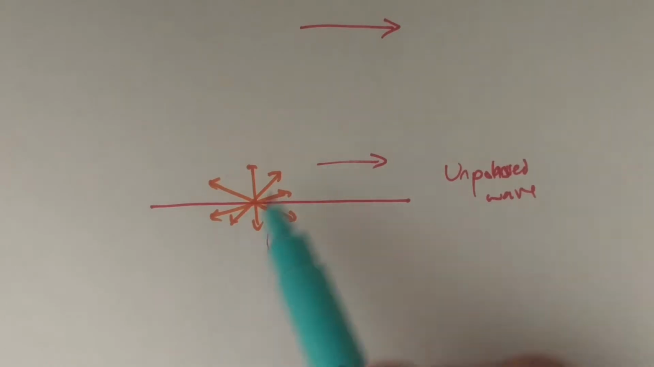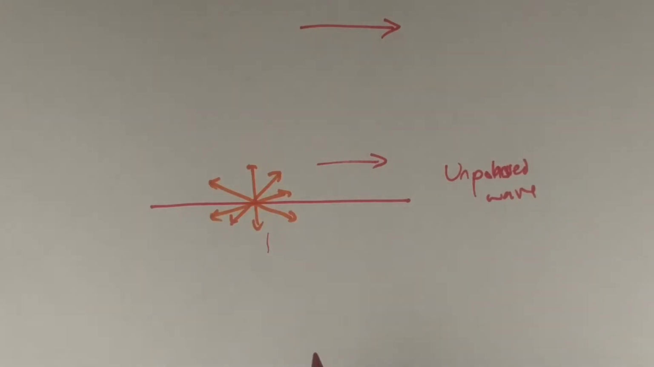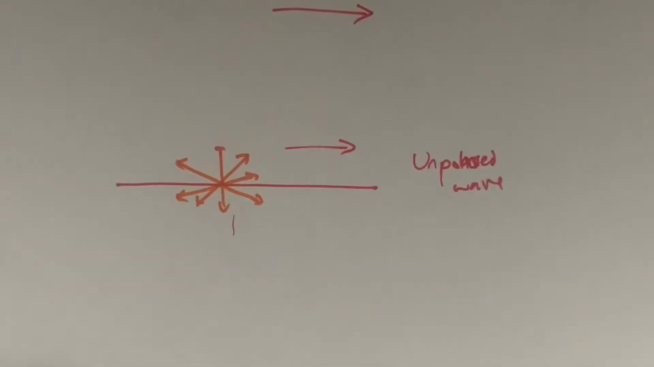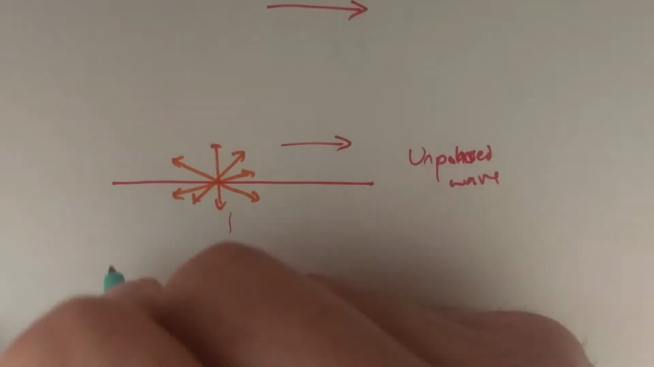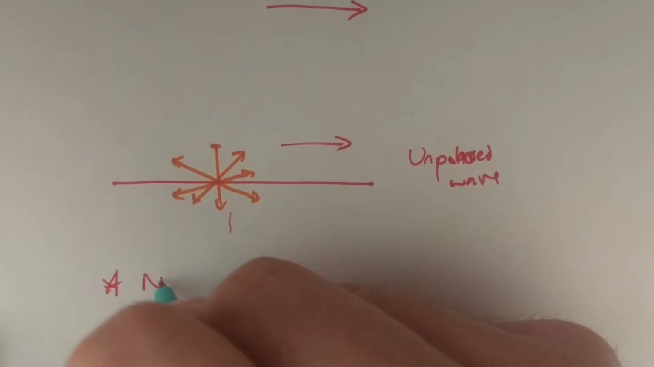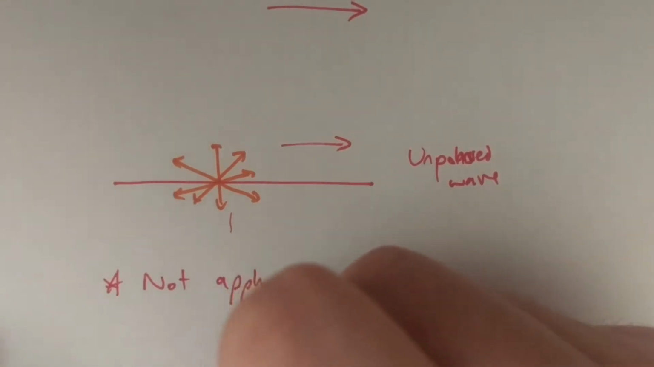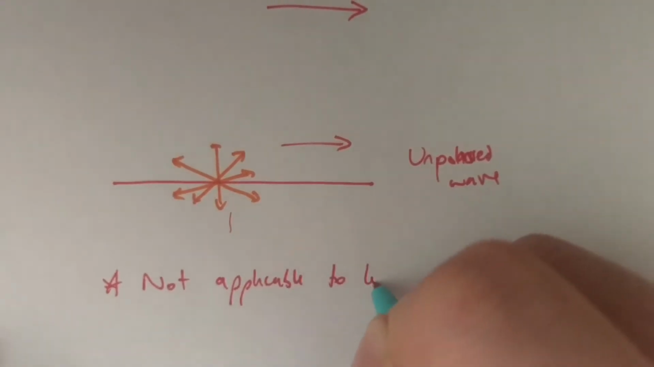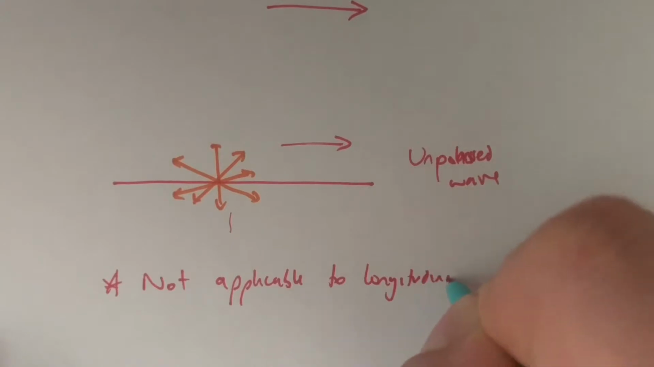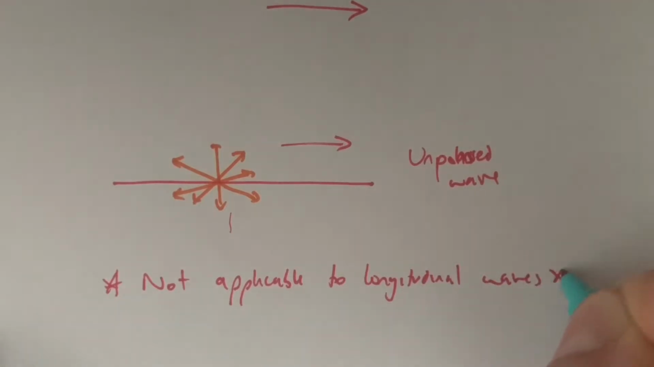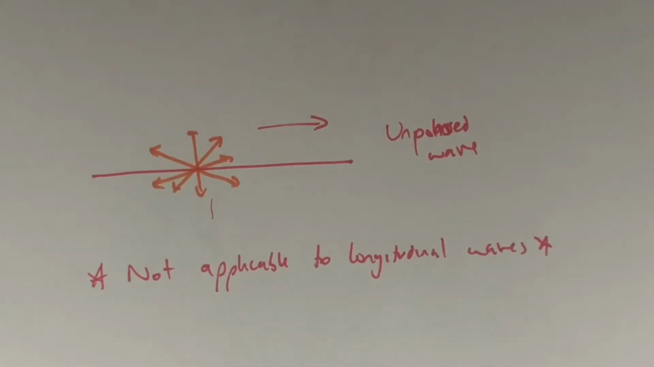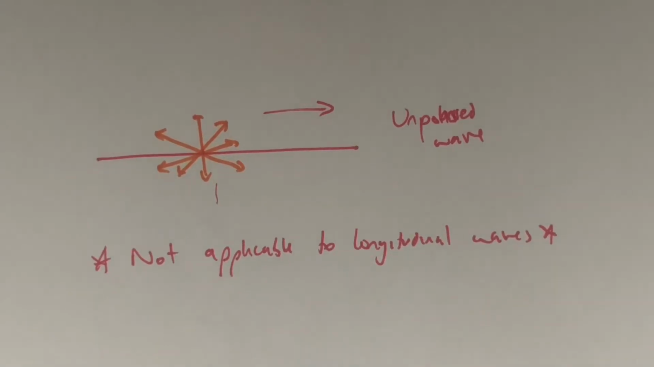What that basically means is we've got vibrations in multiple planes. All of those planes are perpendicular to the direction of energy transfer, and what that means is it can't happen to longitudinal waves. It's a really fundamental thing for polarisation, that it only occurs in transverse waves. So how do we use it?